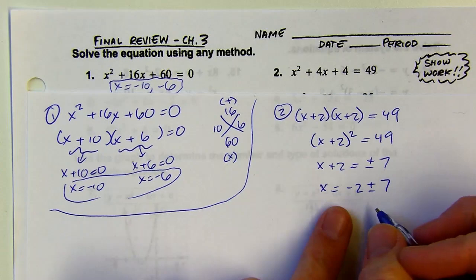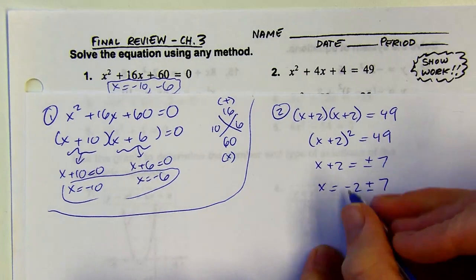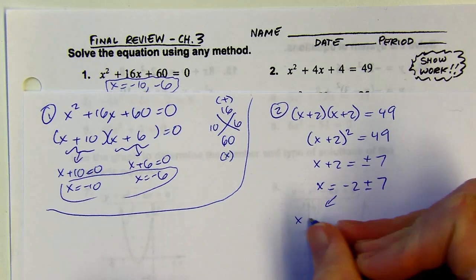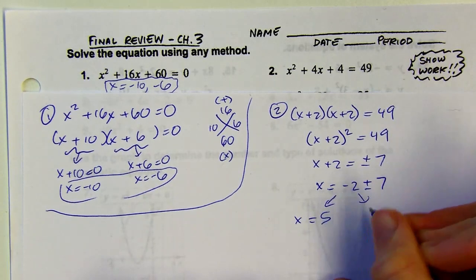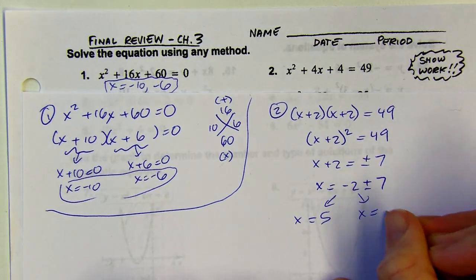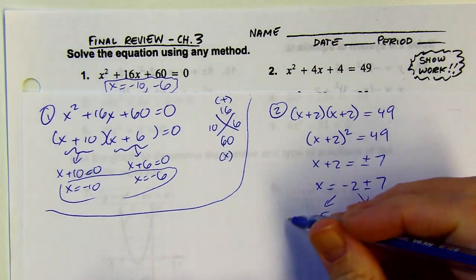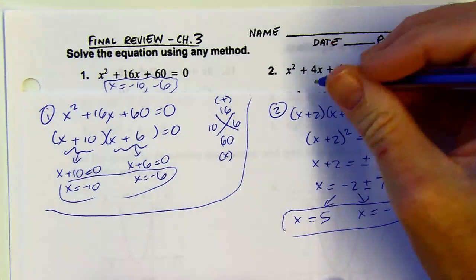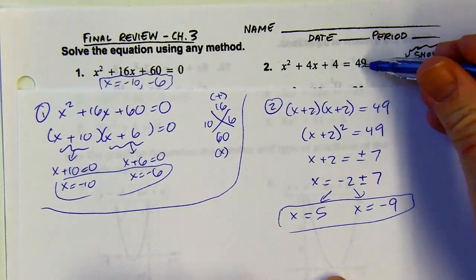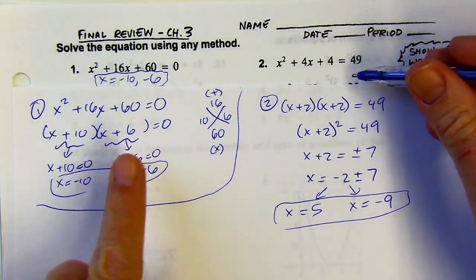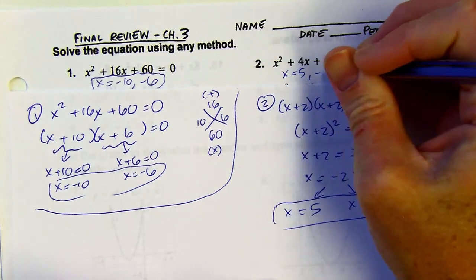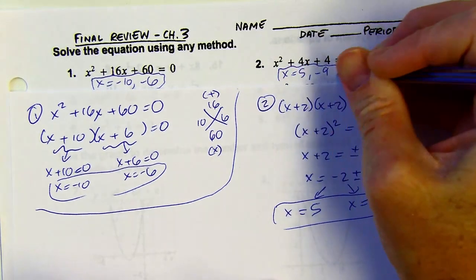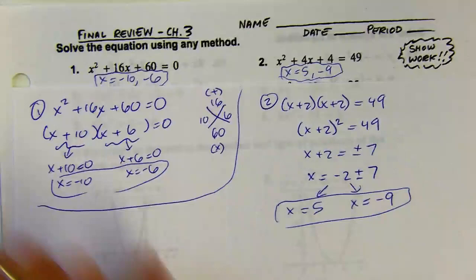And then let's actually simplify this. Those are like terms, so don't leave it like that. If I had negative 2 plus 7, that would be positive 5. If I had negative 2 minus 7, that would be negative 9. And there's my solutions. So yeah, if you set this equal to 0 and factor it and solve like I did the last one, you should end up with that same solution. I was just noticing that I had a perfect square trinomial on the left side.